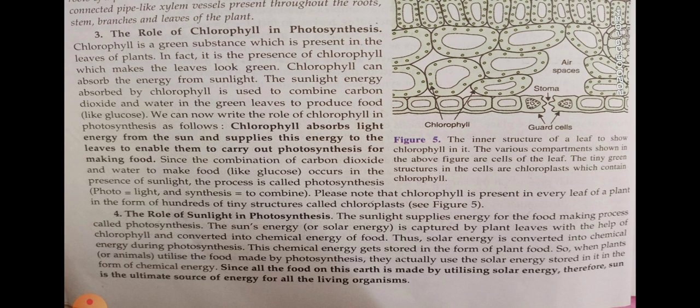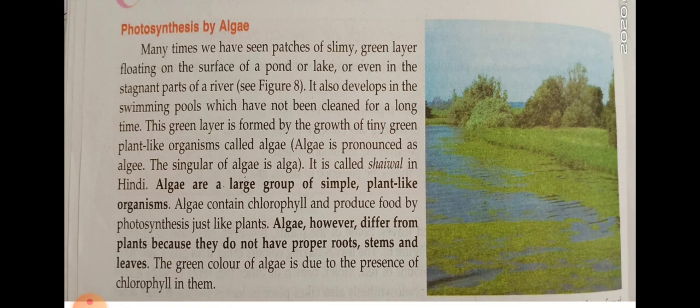Next is the role of sunlight. What is the role of sunlight in photosynthesis? Sunlight supplies energy for the food-making process called photosynthesis. It means sun energy is captured by the plant leaves with the help of chlorophyll and converted into the chemical energy of food. So all food on this earth is made by utilizing solar energy. So the sun is the ultimate source of energy for all living organisms.